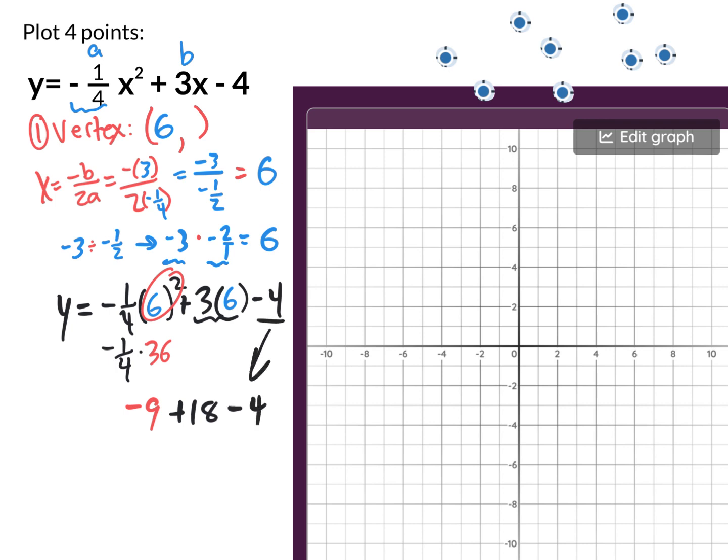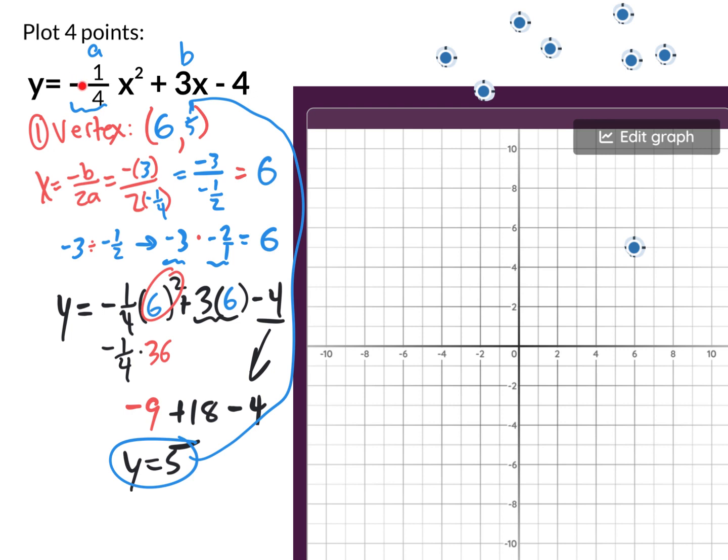So what we really have is y equals, negative 9 and positive 18. That's positive 9. 9 minus 4 is 5. So the y value is 5. The y value of the vertex is 5. So (6, 5) is the most important point. So let's plot (6, 5) and put a dot right there and leave it there. That's the most important point.